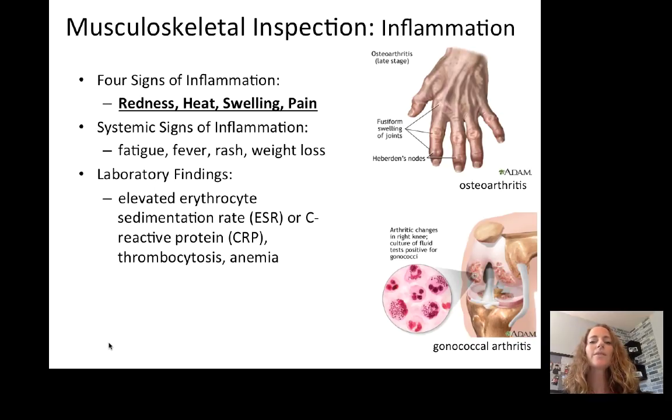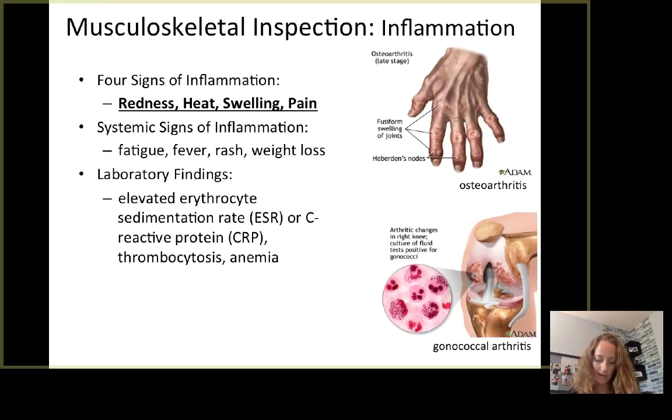You also want to look for signs of inflammation, as we said, those cardinal signs: heat, swelling, pain, redness, maybe. It depends on the joint. You may not always find signs of redness, but you'll usually find some warmth if you compare to the unaffected joints. Definitely swelling and pain. The systemic signs of inflammation are ones to keep an eye out for. Those will be fatigue, fever, rash, and weight loss.